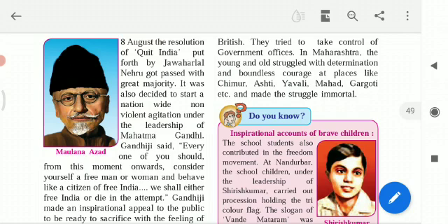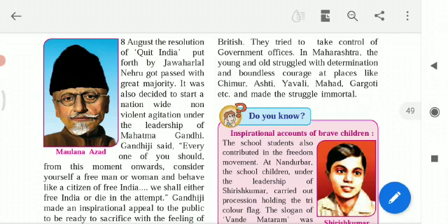The Civil Disobedience movement came to an end in 1934. The Parliament of England passed an act in 1935 granting certain constitutional rights to Indians. According to this act, Indians were to get more constitutional rights.